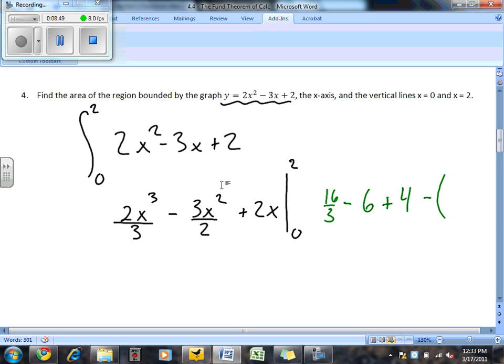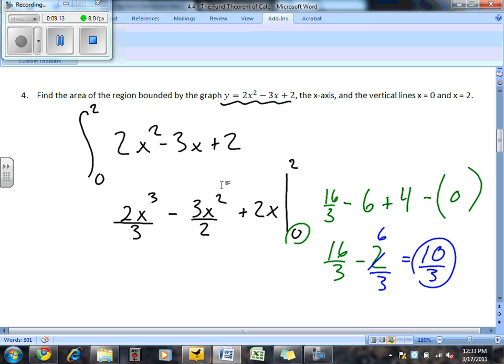And then minus, when I plug 0 into everything, I'm going to get 0. So minus 0, so no use even writing it out. So I have 16 thirds minus 2. Well, let's get a common denominator of 3 and make this a 6 and make this a 3. So we'll end up with our area underneath that curve to be 10 thirds.